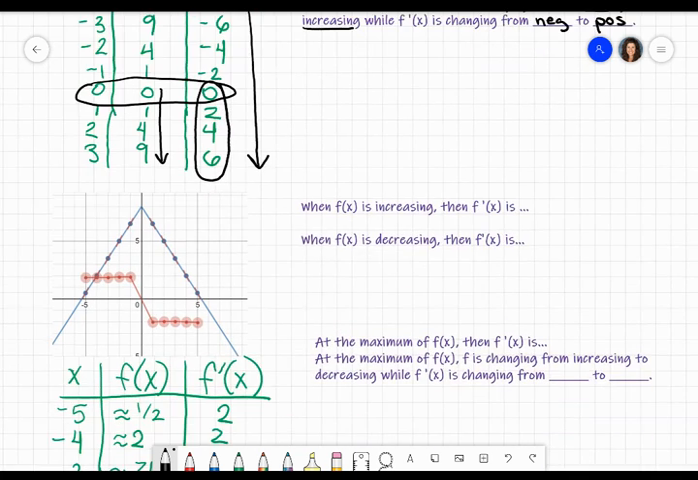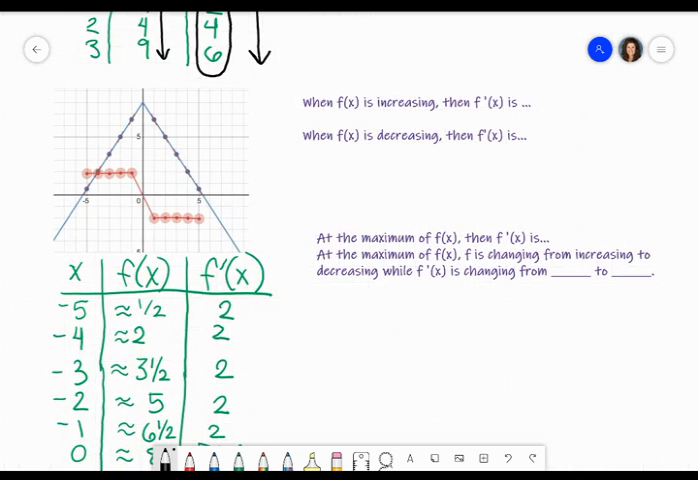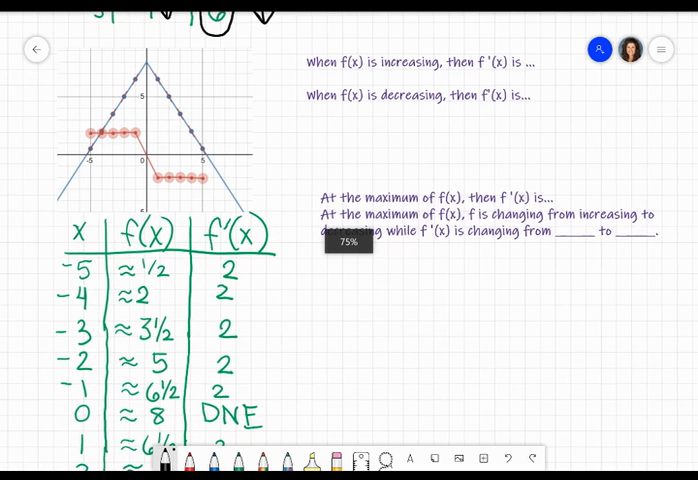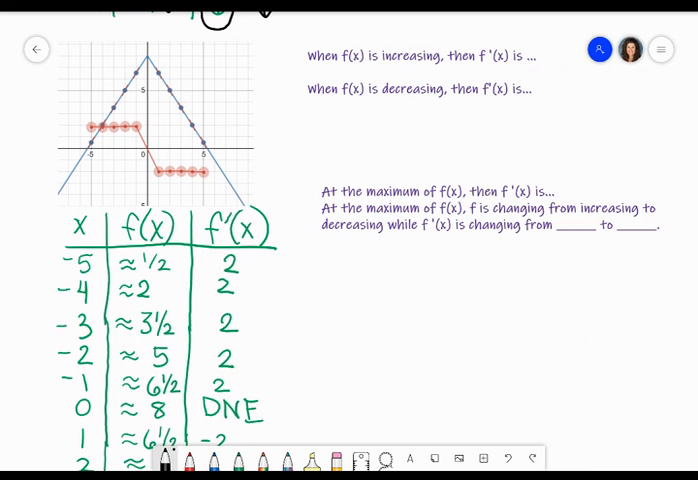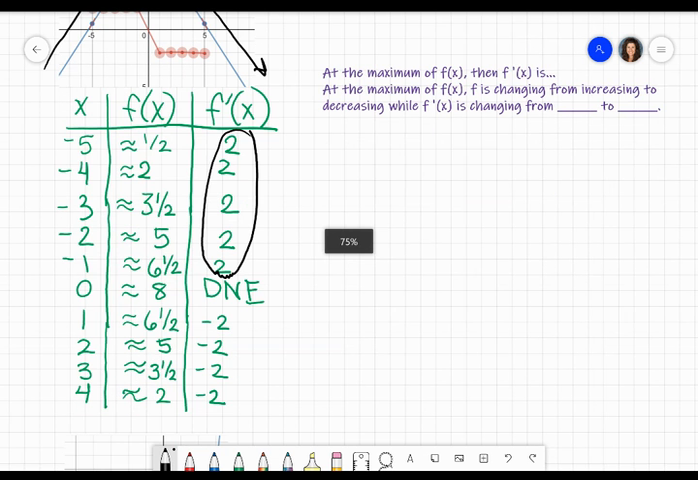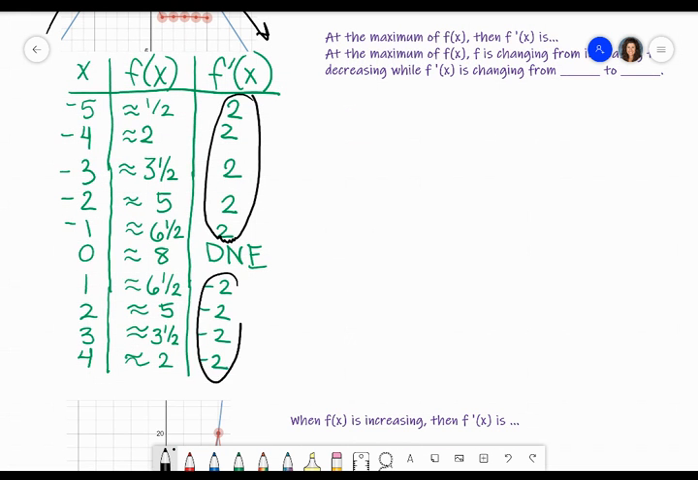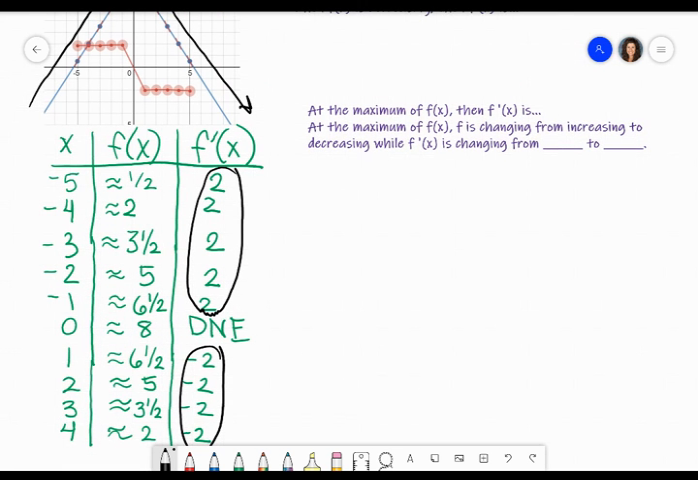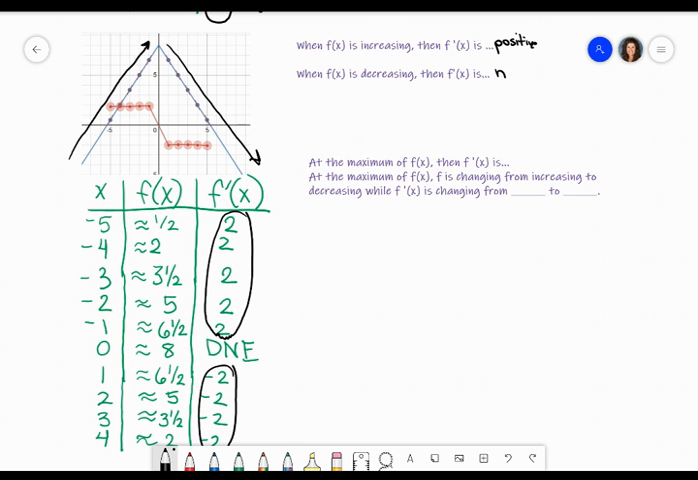Let's look at another example. So the second example you were given, it appeared to be an absolute value function. And we know an absolute value really is a piecewise with two linear pieces. So f of x is increasing from negative infinity to 0. So when f of x is increasing, what do you notice about the values of the slope? Well, they are positive. When f of x is decreasing from 0 to infinity, what do you notice about the values of the slope? Well, the values are all negative.